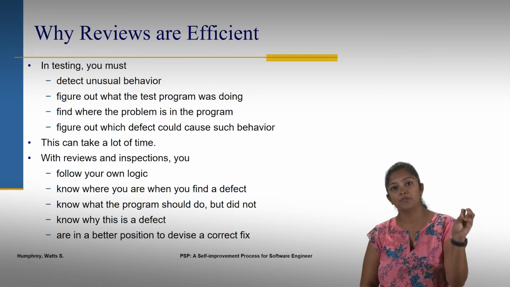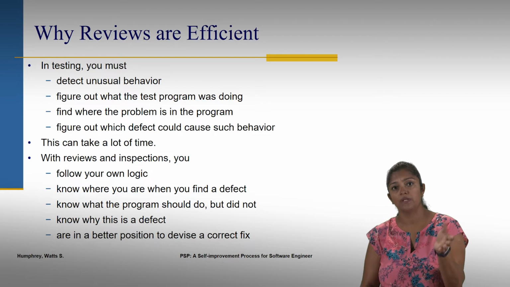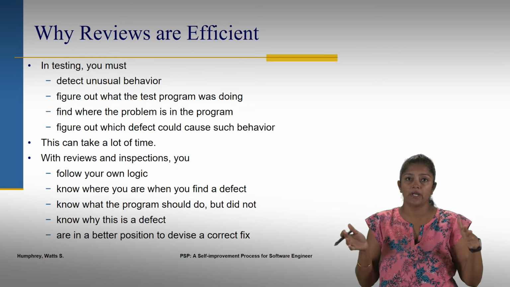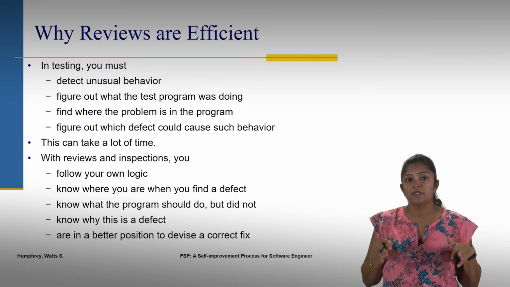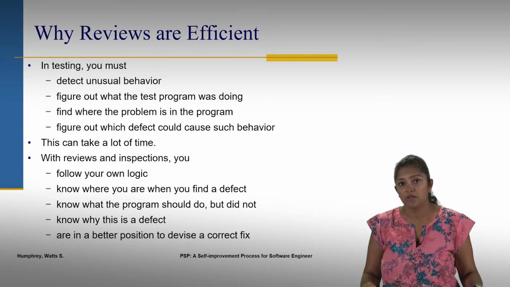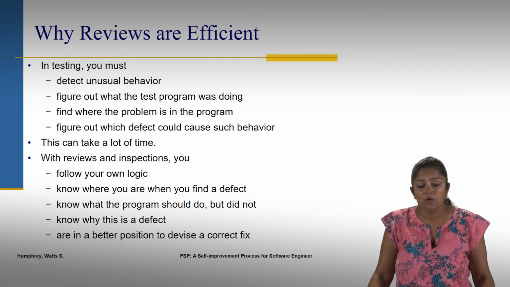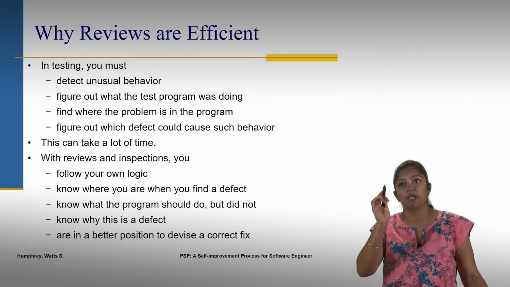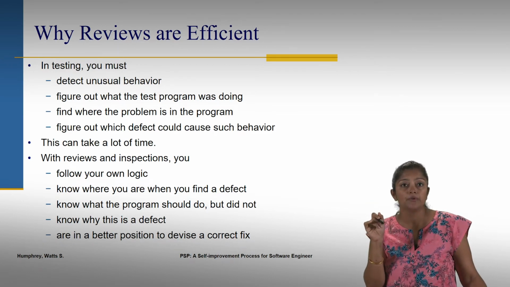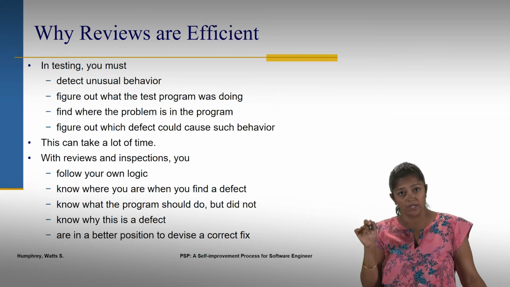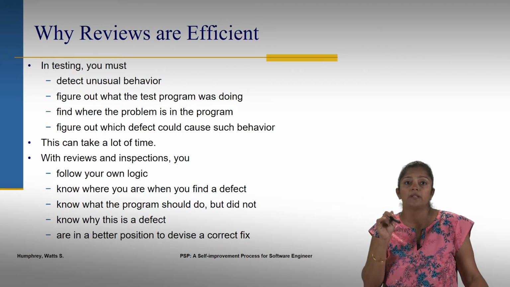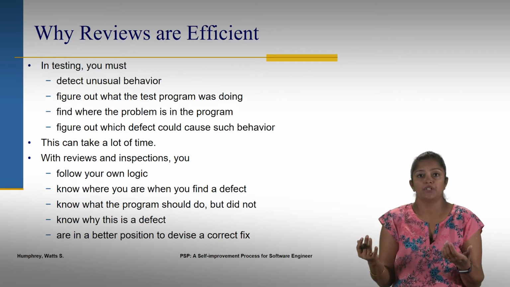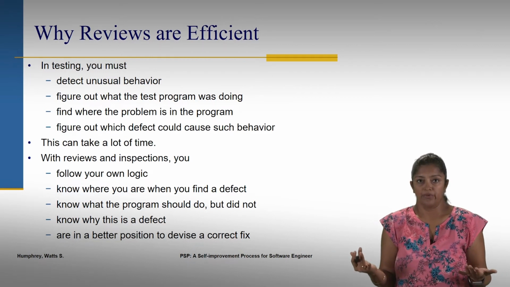And if the developers who wrote the units are not around, then the person who is trying to fix the defect is looking at someone else's code and has to understand it, and it obviously takes a lot of time to figure that out. Whereas on the other hand, with reviews and inspections, you're reading through the code and following your own logic. So you know what that expected logic is, and you're following through that, and at any point in time, if you find an issue, you know how to fix it right then and there.